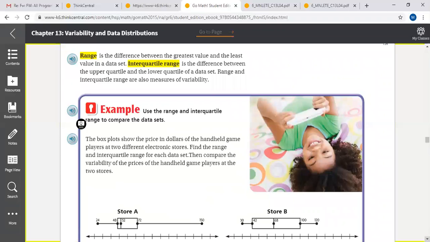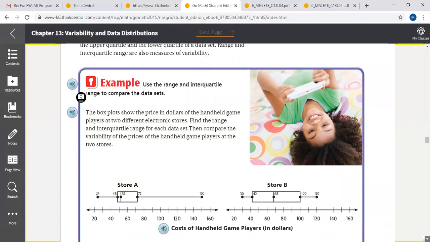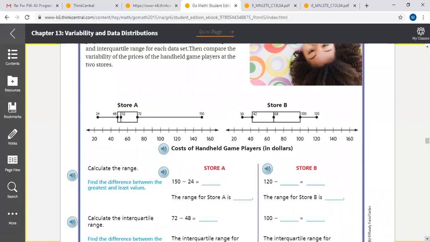Example 2, use the range and the interquartile range to compare the data sets. The box plots show the price in dollars of the handheld game players at 2 different electronic stores. Find the range and the interquartile range for each data set. Then compare the variability of the prices of the handheld game players at the 2 stores. Now we have 2 stores, store A and store B.